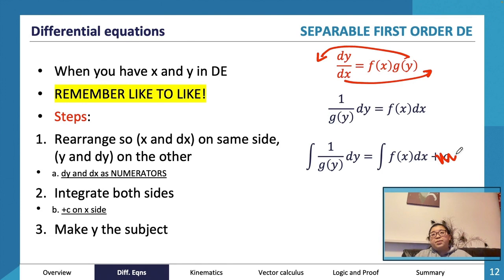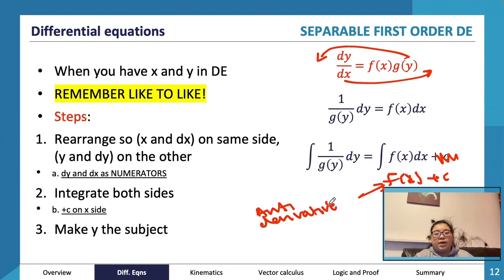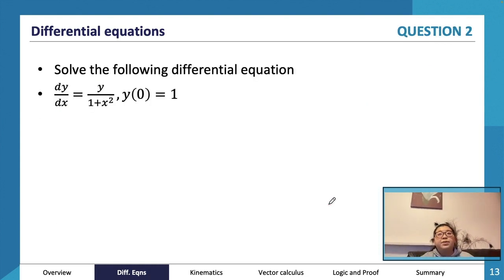I would say you don't need to put the plus c until you actually do the integration. So you would do the integration and you would get big F(x) plus c, where big F(x) is your antiderivative. Okay, cool. Alright, so for example, something like this.